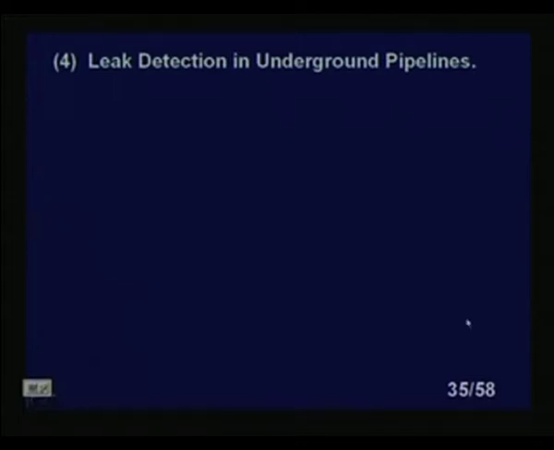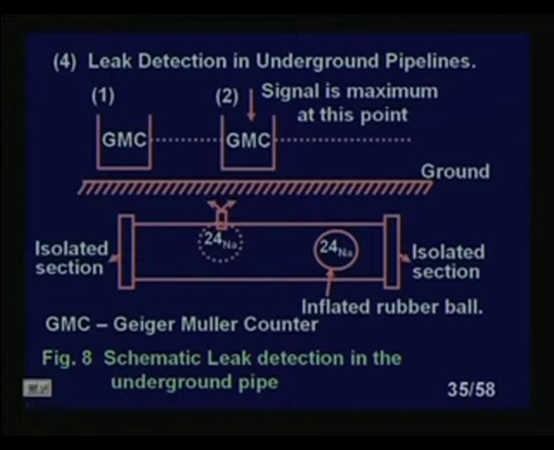Now, leak detection in underground pipelines is very difficult, especially in municipalities, in the cities. It is very useful, but it should be safe at the same time, because if I use radioactive sources with an extremely high half life, that will be a problem. You see, this is one example of how you can detect if there is any leak in the pipe.